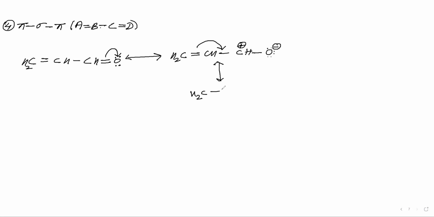H2C, single bond, CH double bond CH, single bond O negative. O is having 3 lone pairs. And now this carbon will be having a positive charge. Now you tell me, what is the total charge?